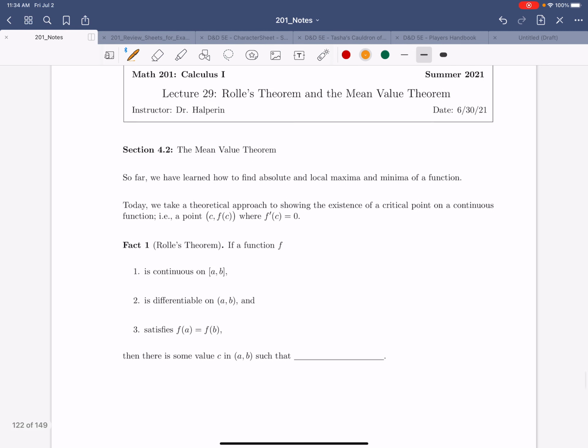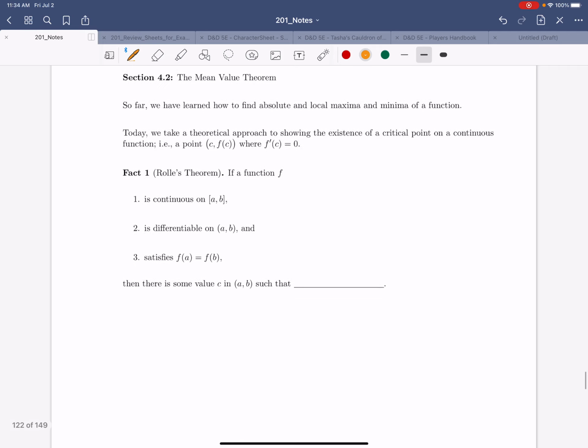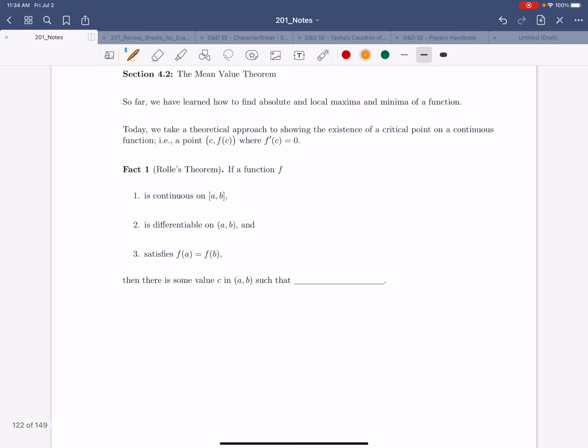Hey everyone, let's learn a little bit from section 4.2, the mean value theorem. Here we're going to learn about Rolle's theorem and the mean value theorem. These are a little bit more theoretical, conceptual concepts involving the derivative. Let's take a look at Rolle's theorem.